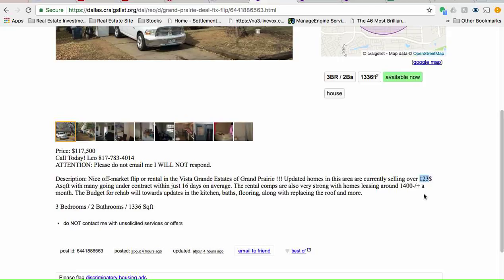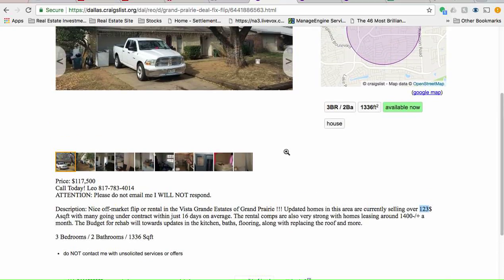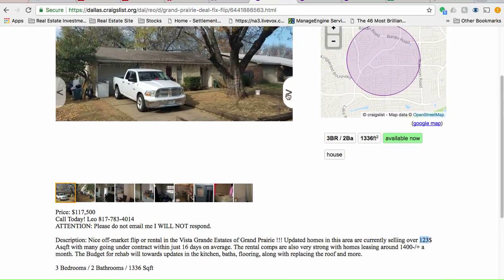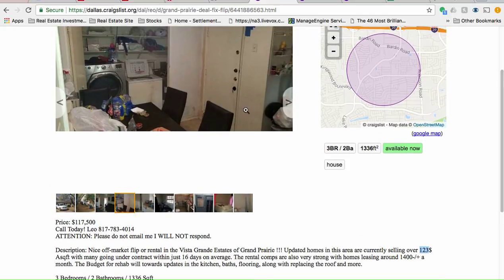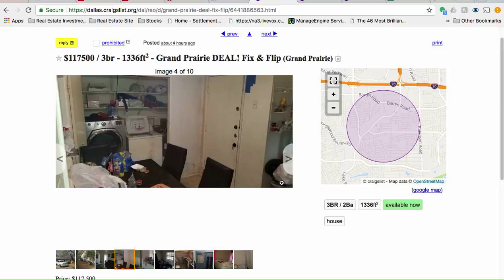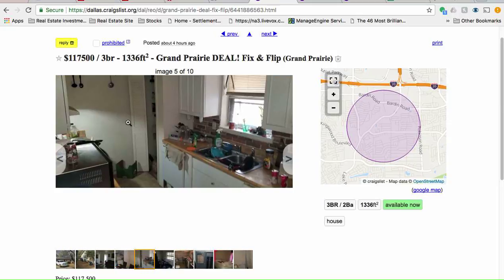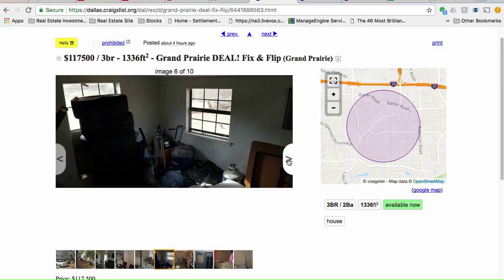Now, here's the issue that I have with this. He's saying that he wants to sell for this. He's telling me I can probably flip it for that. And if you look at these pictures, look at the doors. This looks like there's tape right here. So that means we're going to have to paint. Nothing's updated in the kitchen, so we're going to have to fix that up.